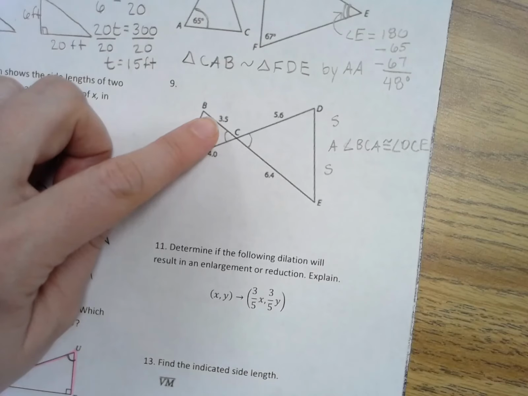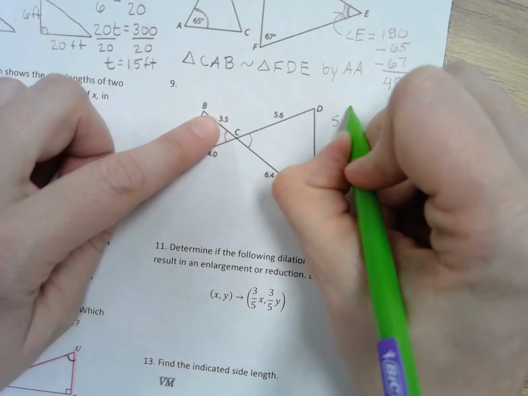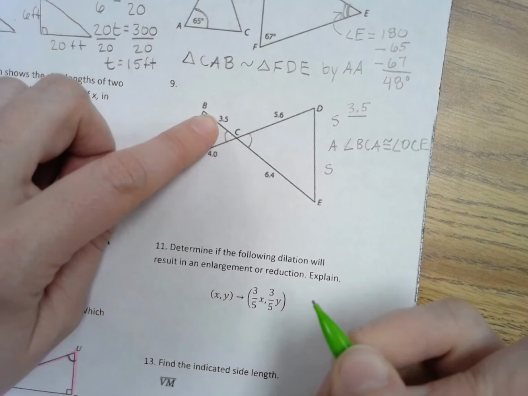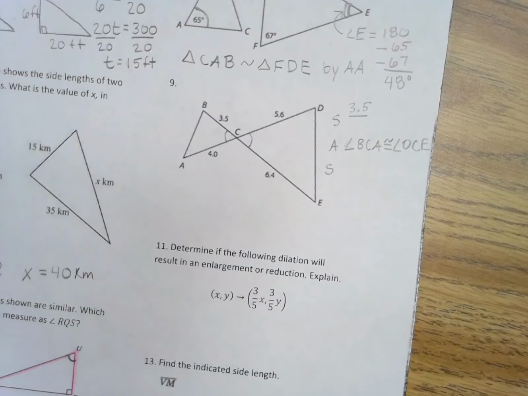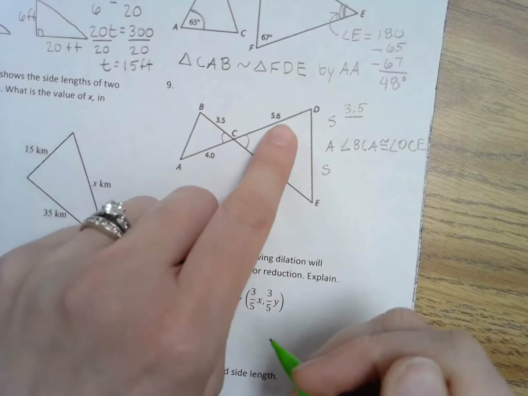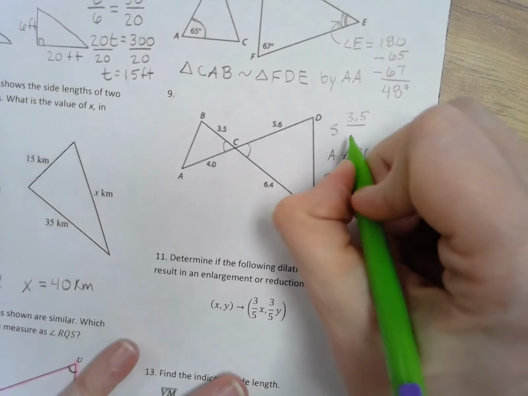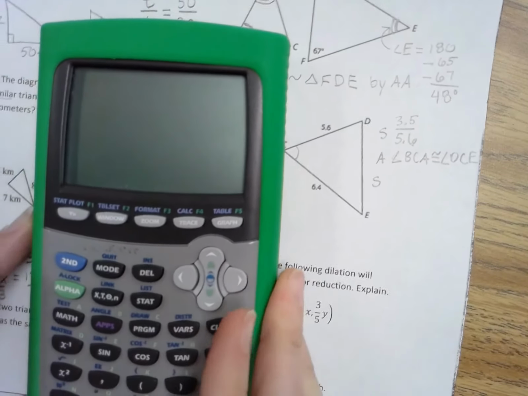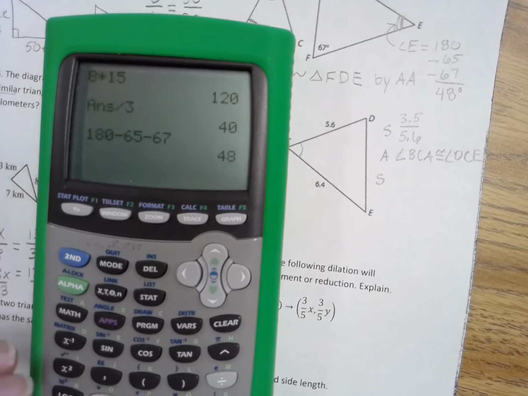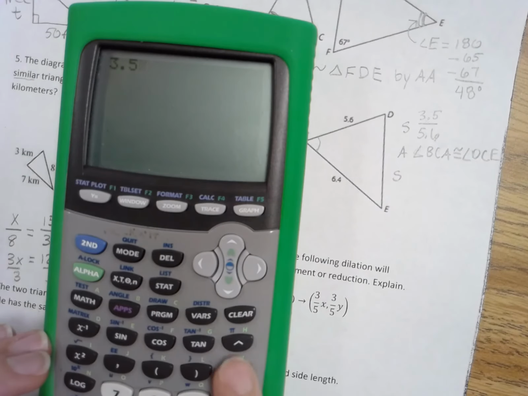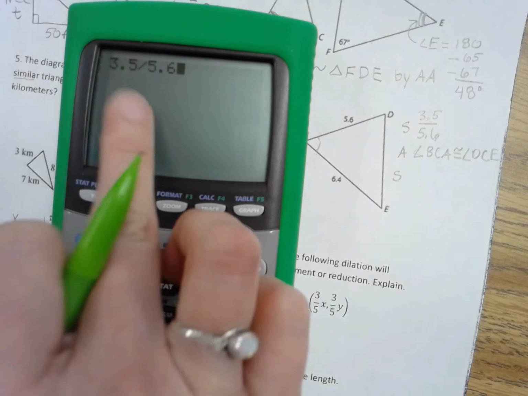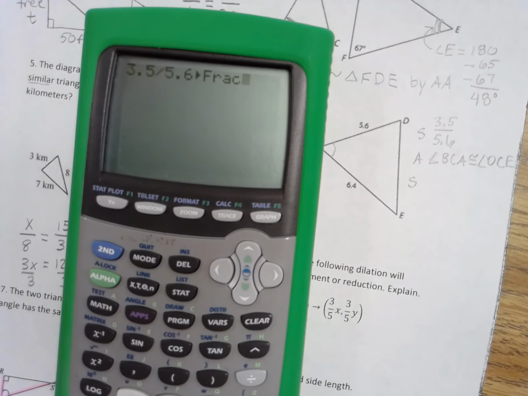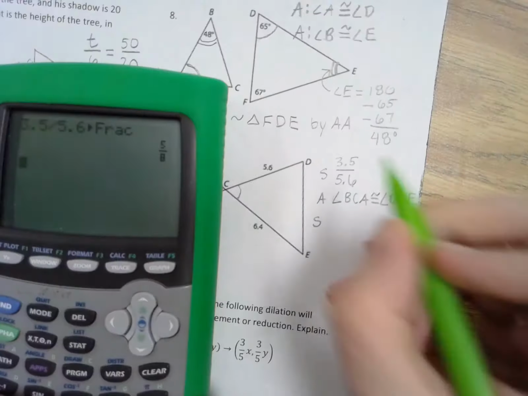Our first pair of sides, let's use the BC side. So that's 3.5. And because that is the shorter value of the two values that are given on that triangle, it's the shorter side. It should correspond to the shorter side in the other triangle. So 5.6. Let's reduce that to a fraction that makes sense without those decimals. So we want 3.5 and 5.6. You can set them up as a fraction or just divide them. If you divide, hit math, fraction, and it reduces to 5/8.